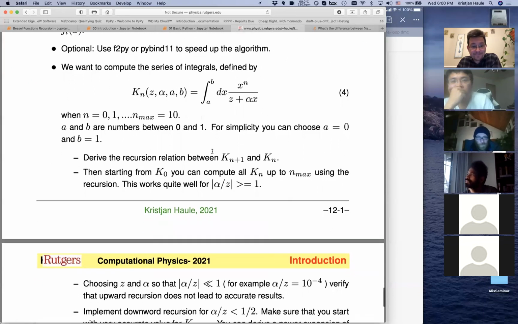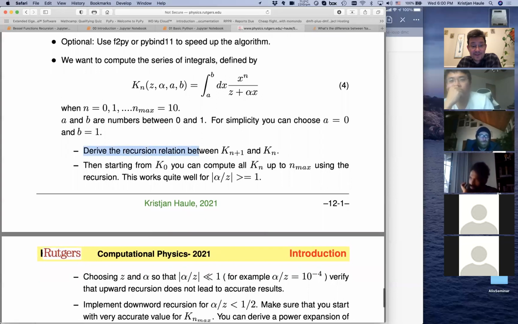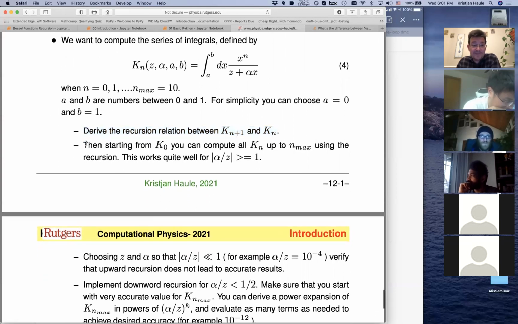Now, we want to first derive the recursion relation between K_{n+1} and K_n. It turns out that in this case, we have a recursive relation that is not second order, it's only first order. So if you know K_n, you can calculate K_{n+1}. However, the trouble is that this recursive relation is also unstable, in the sense that you can do it only in one direction, either upwards or downwards, depending on alpha over z. So if you start from K_0, you can calculate K_n up to some n max using the recursive relation, of course. This works quite well for alpha over z bigger than or equal to 1.